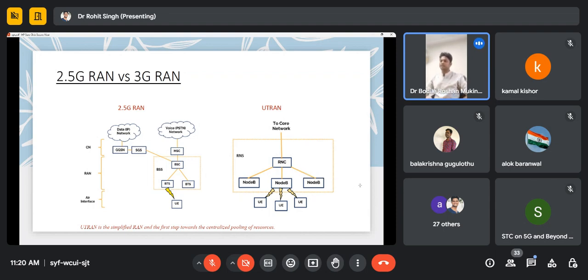And in the third generation, or in UTRAN, this was the first attempt to make the thing centralized. So what are the benefits of a centralized unit? We will discuss in the subsequent slide. So here you can see a simplified architecture where all the controlling operations have been shifted to RNC. RNC is nothing but an entity that is very similar to the base station controller. Node B is nothing but a base station, very similar to the BTS, with a new nomenclature and some add-on capabilities as well.